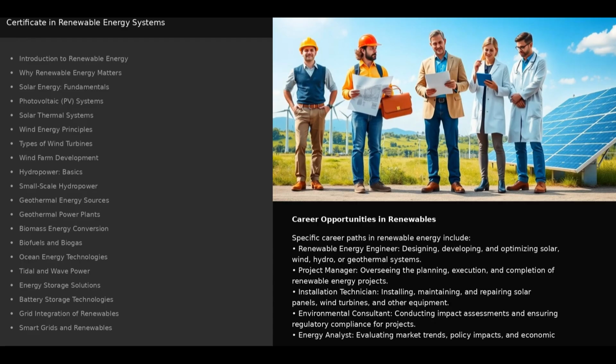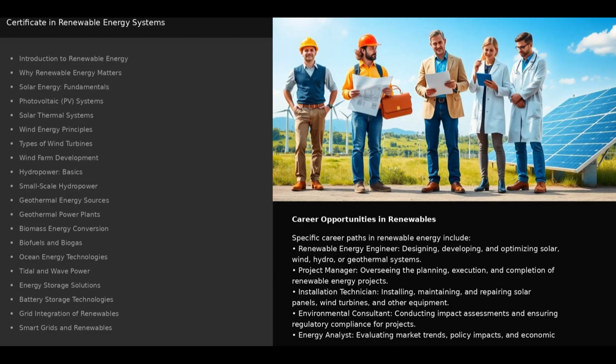Project manager, overseeing the planning, execution, and completion of renewable energy projects. Installation technician, installing, maintaining, and repairing solar panels, wind turbines, and other equipment. Environmental consultant, conducting impact assessments and ensuring regulatory compliance for projects. Energy analyst, evaluating market trends, policy impacts, and economic viability of renewable projects.